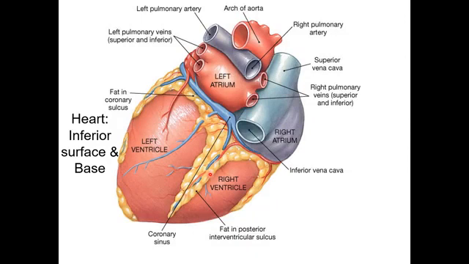The other two surfaces that we have are the inferior surface, which is the diaphragmatic surface, and the base or the posterior surface. The inferior surface or diaphragmatic surface is resting on the central tendon of the diaphragm. Now we notice that most of it is formed by the left ventricle. About two thirds is left ventricle, and the right third is right ventricle. Also here there is another groove or sulcus between the two ventricles inferiorly.